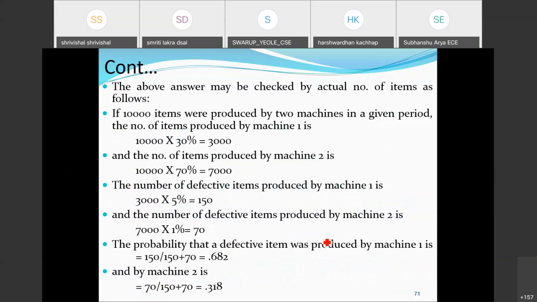If you take 10,000 items produced, out of 10,000, 30%, that is 3,000, are from machine 1 and 7,000 from machine 2. The defective items from machine 1 are 150 and the defective items from machine 2 are 70. So obviously, as the number of defective items from machine 1 is more, the chances that the defective item which we pick belongs to machine 1 will be higher. So this is another way to look at the same problem statement.